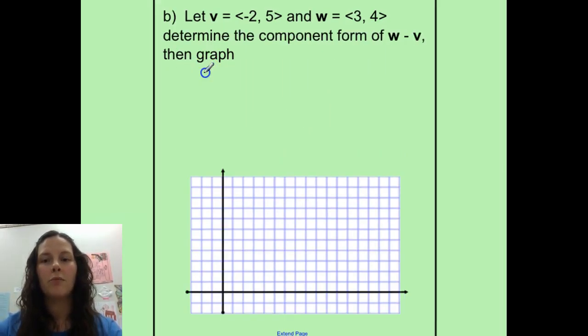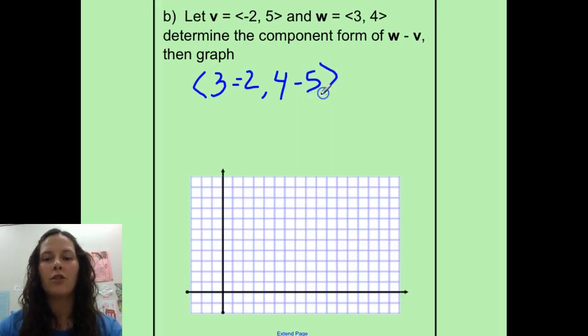This time we're going to be subtracting vectors. Finding the actual vector is pretty straightforward. So we have w minus v, so we take our x values and subtract them, and our y values and subtract them. Make sure you go in the correct order. So this would give us a component form of 5, -1.